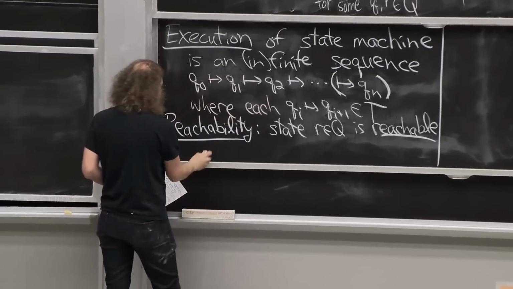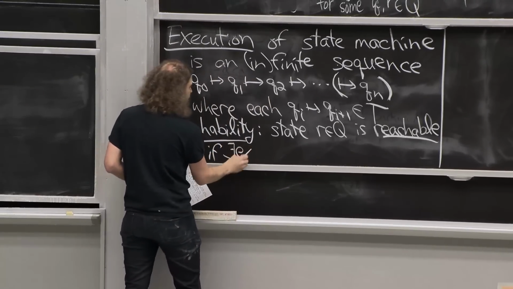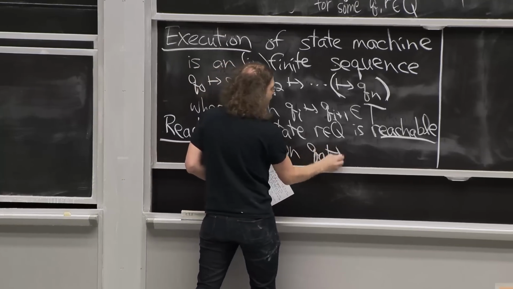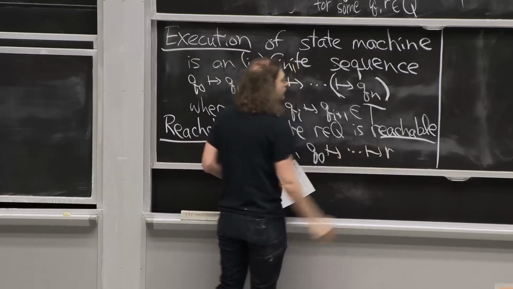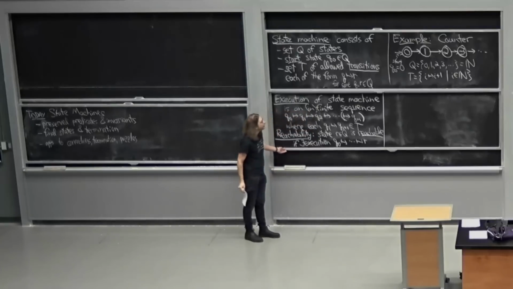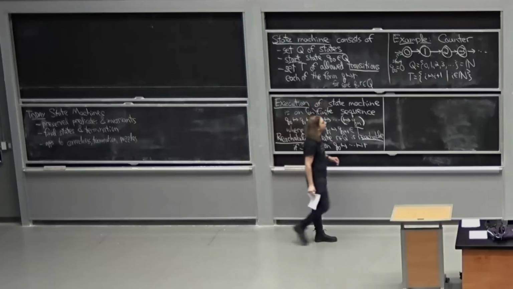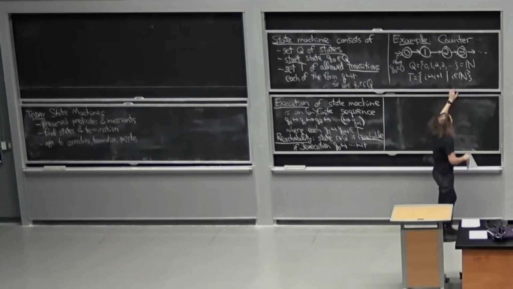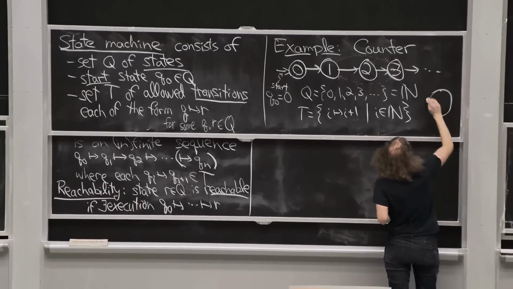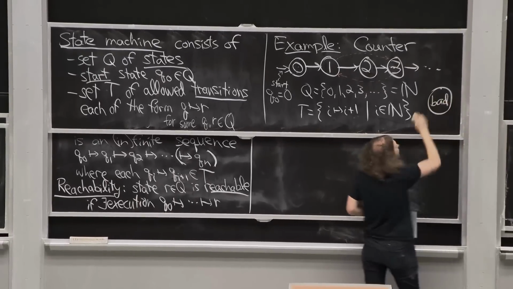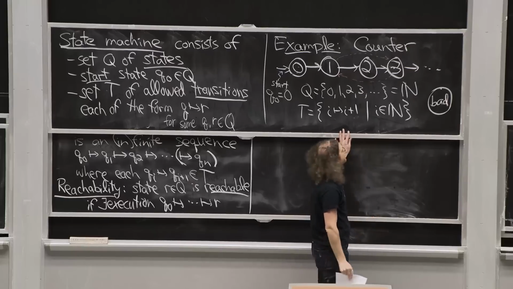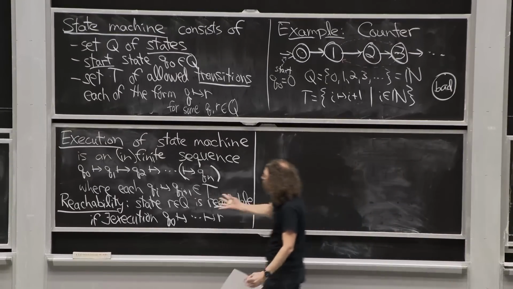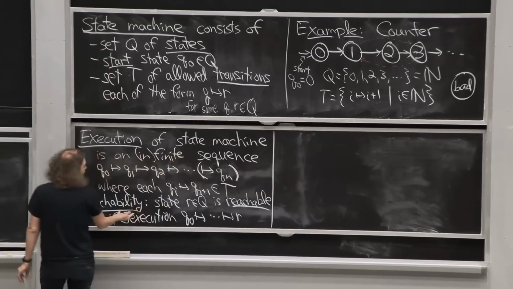I'm going to call a state R reachable if there is an execution that starts at the start state, Q0, and ends at R. Okay, so in the counter example, every state can be reached. If I pick a state I, I can go 0, 1, 2, 3 up to I. But if I drew some other circle over here, like bad, with no arrows coming into it, you can't reach bad. Okay? So usually we're only interested in the reachable states because you can't get anywhere else.